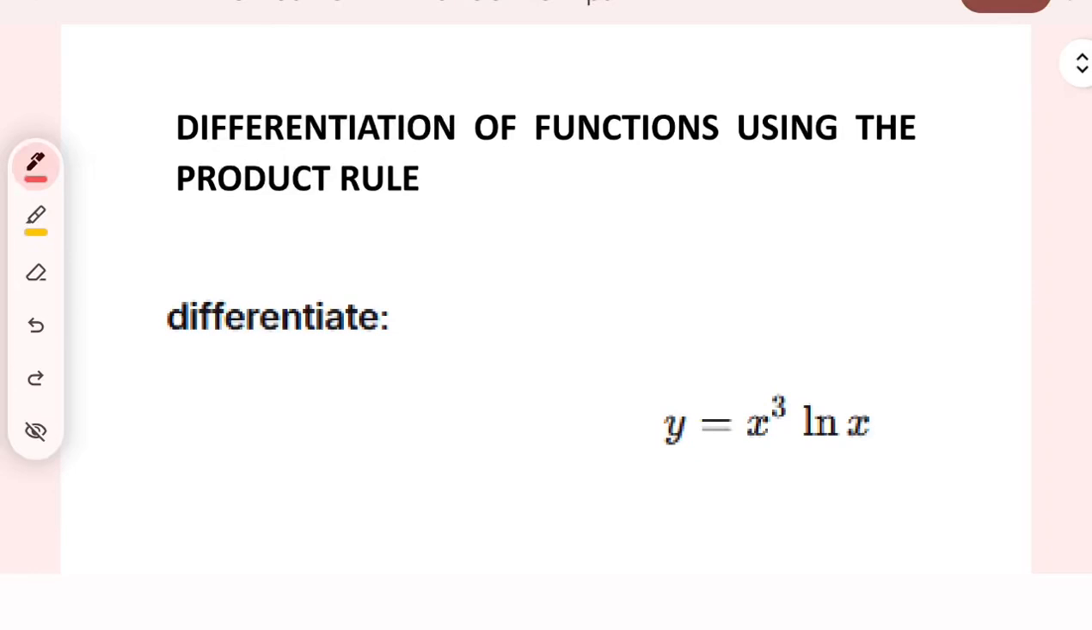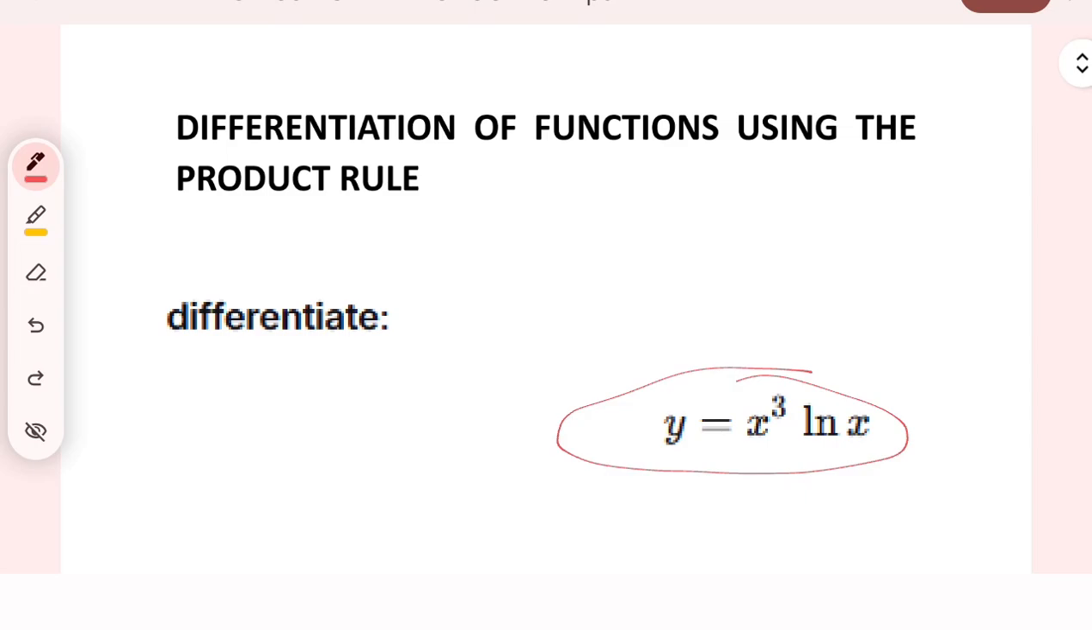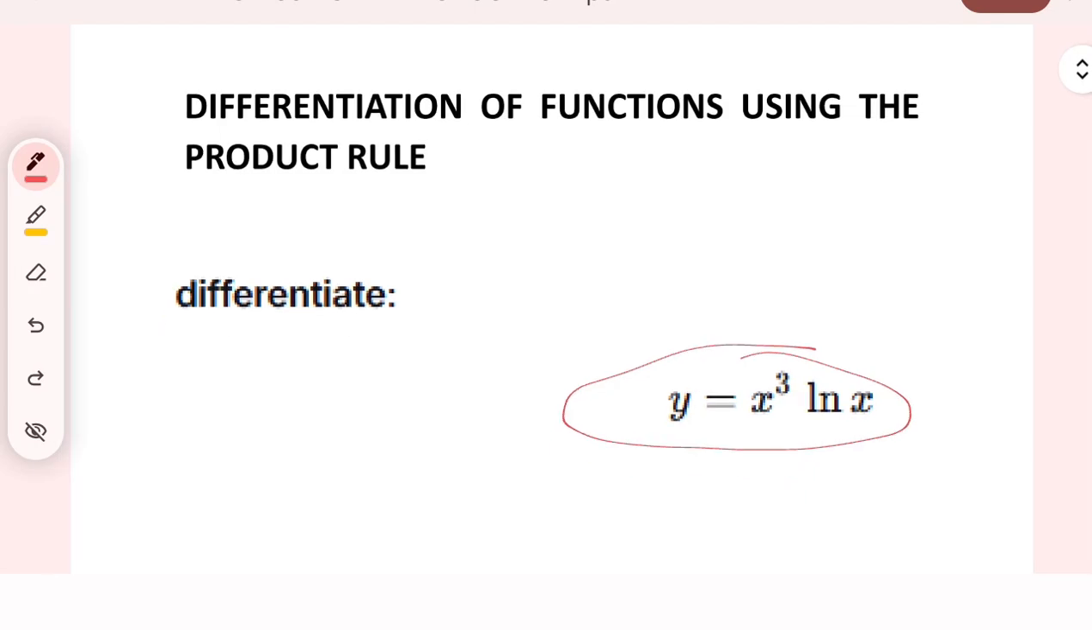Right now, we will learn how to differentiate functions using the product rule. We will discuss a problem as well on how we could apply the product rule in differentiating functions. So our problem is this one. We need to differentiate this function right over here: y is equal to x cubed ln x.